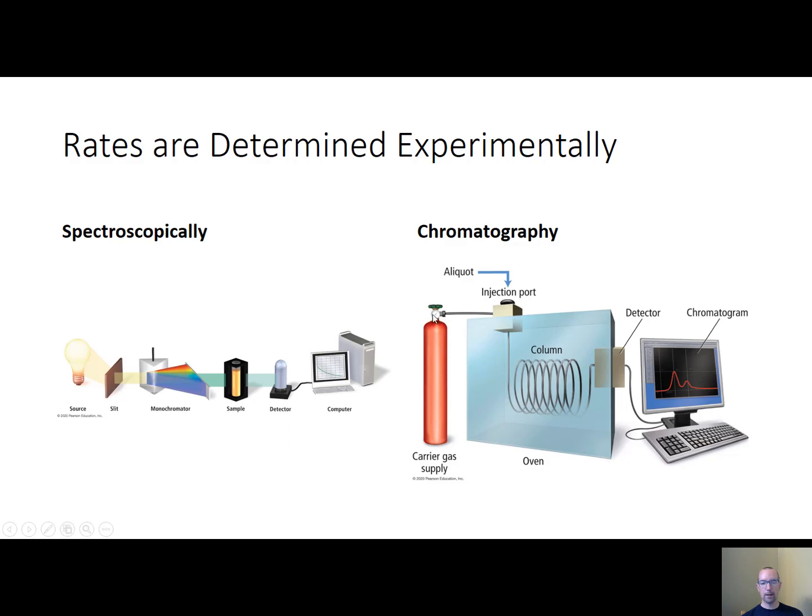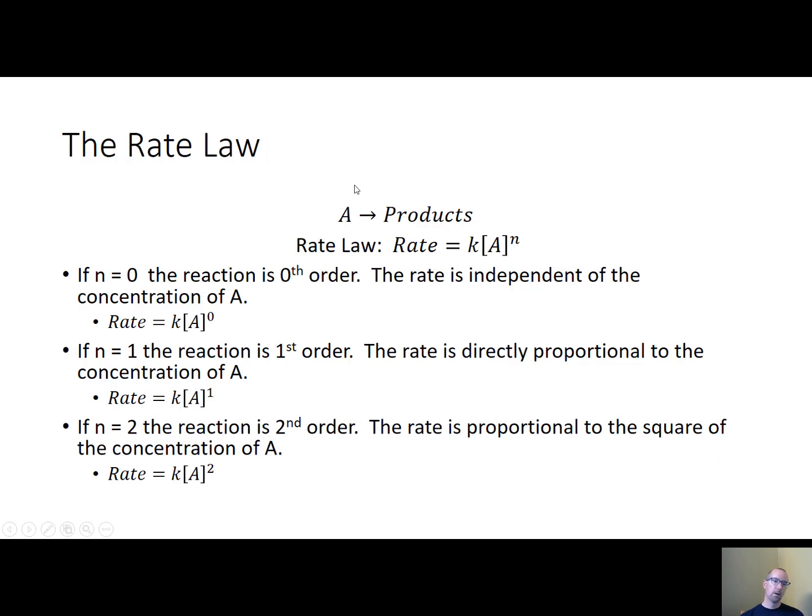And another way is looking at how things might happen in the gas phase, so that you can use chromatography, which uses another bit of equipment. But again, the point I want to make is that we're doing this experimentally. We can't just look at a reaction and then tell you something about its rate. And that leads us to a rate law.